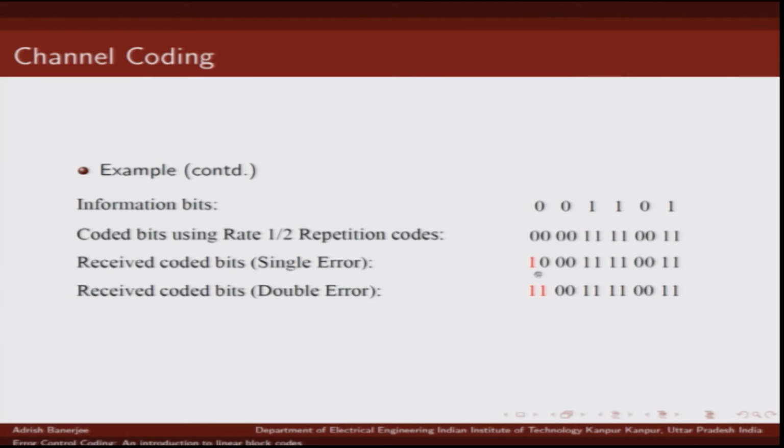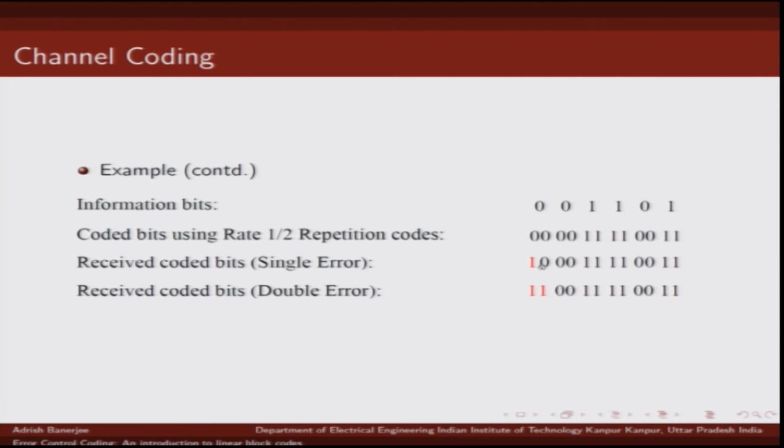So, you can see here, this is a case of a single error. The first bit which was transmitted as 0 was received as 1. Now, how can I use error correcting codes to detect the error? Since it is a rate 1/2 code, for each information bit I am sending 2 coded bits. So, at the receiver I will look at 2 bits at a time. First I will look at this 1 0.